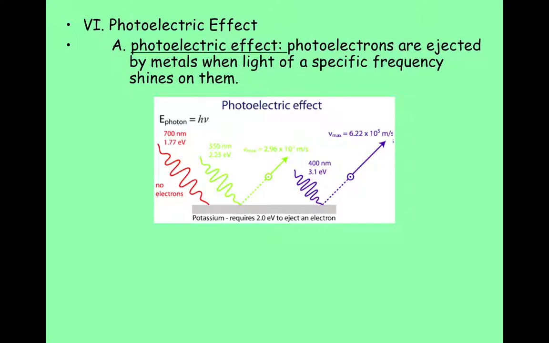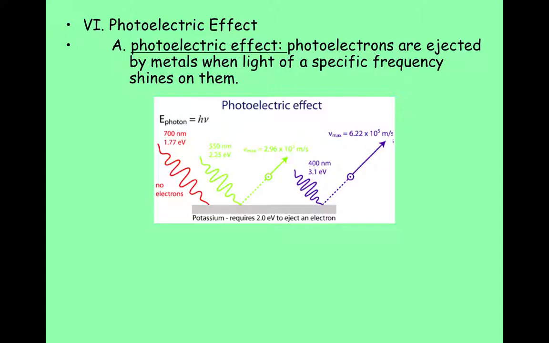Now, I want to talk about a couple other concepts, and this is really getting at light behaving like a particle. The first is the photoelectric effect. The photoelectric effect is where photoelectrons are ejected by metals when light of a specific frequency shines on them. And the photoelectric effect was discovered by Max Planck. In fact, you're going to see his equation there. The energy, in this case carried by the photon, is going to be equal to Planck's constant times, look at that, that's nu, that's the frequency of the light.